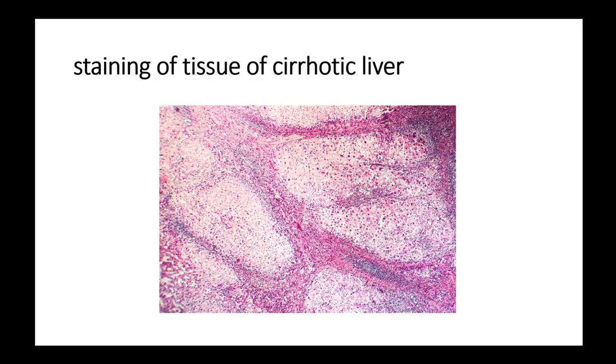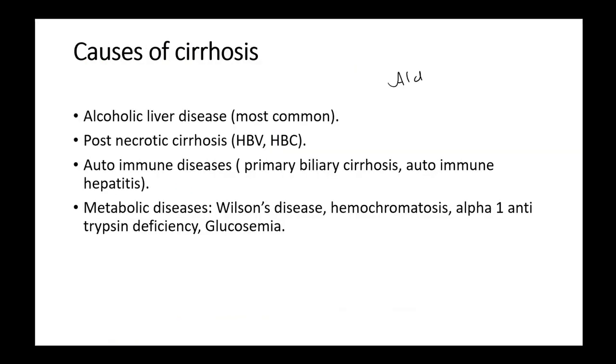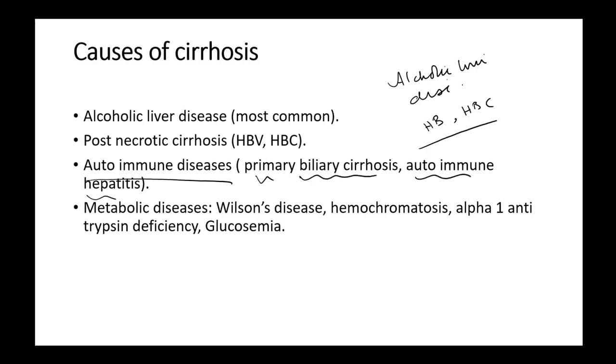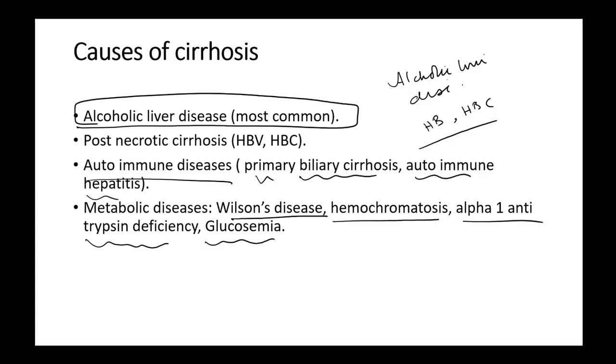What are the causes of cirrhosis? The most common cause in the United States is alcoholic liver disease. And then after that, Hep B, hepatitis C. And then we think about autoimmune causes, primary biliary cirrhosis, autoimmune hepatitis. We think about metabolic causes, Wilson disease, hemochromatosis, alpha-1 antitrypsin deficiency, glucosemia. But the most common cause, alcoholic liver disease, hepatitis B, and hepatitis C.